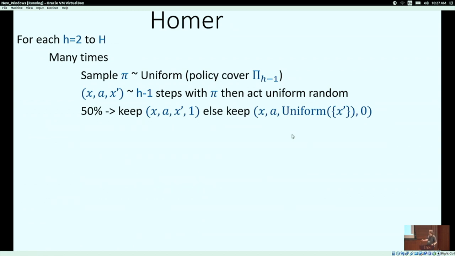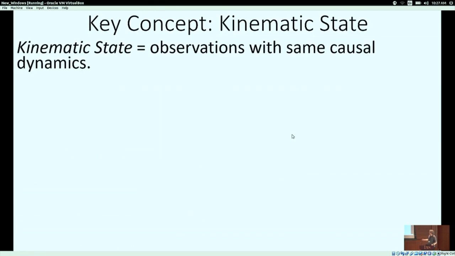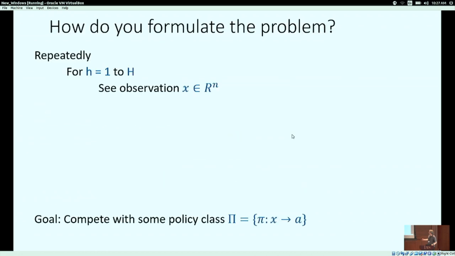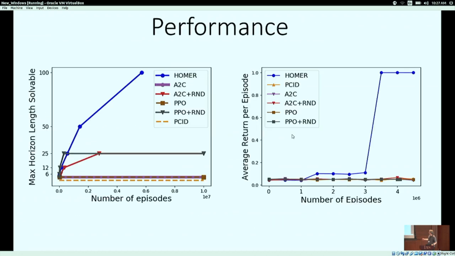Okay, so now going back a little bit, what's going on here? Here, we're just doing everything I just told you. Here, we're running find policy cover to find that last policy, and here, we're exploiting it.